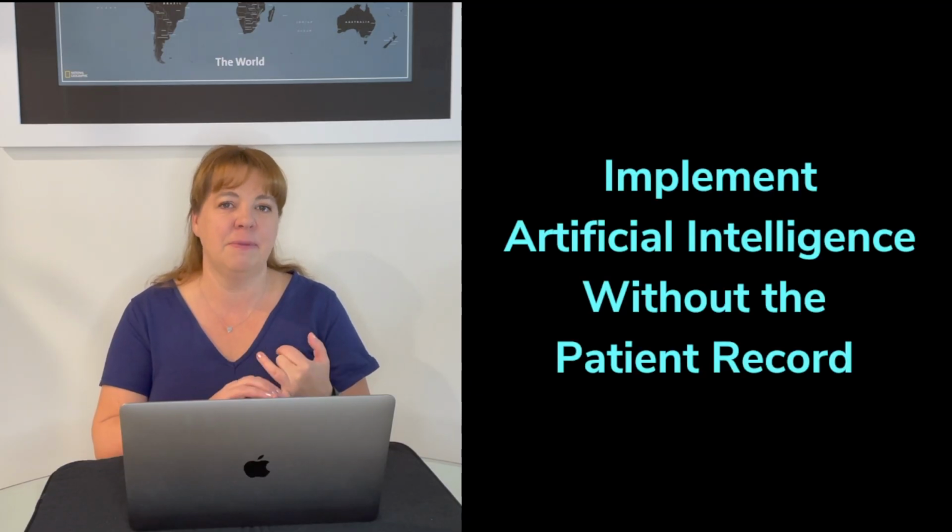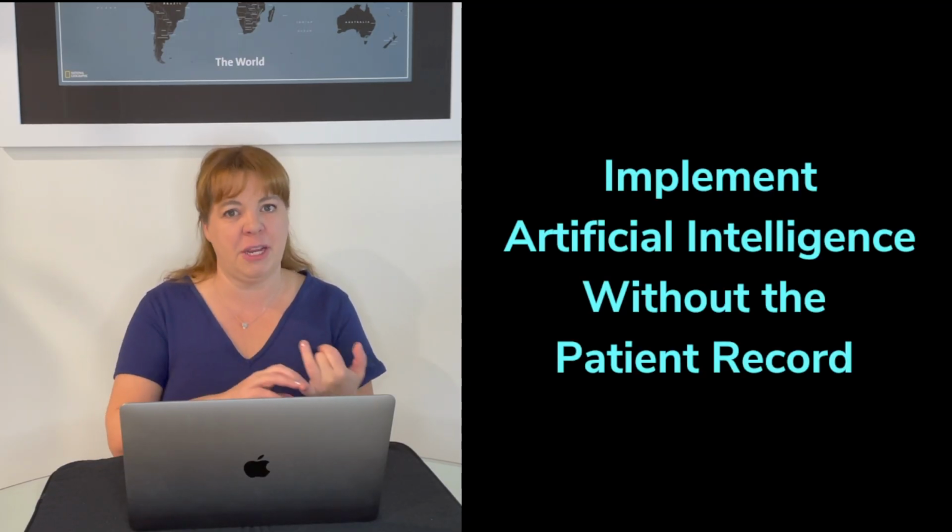But I want to talk about 3 very different and very specific ways that you can look to incorporate that type of technology into your diagnostic imaging department. And I think it's important that we understand what those 3 different ways are, because each organization is going to need to make a decision once they do get to the point where they're incorporating AI as to how they're going to incorporate it. So the first one is implementing artificial intelligence without a patient record.